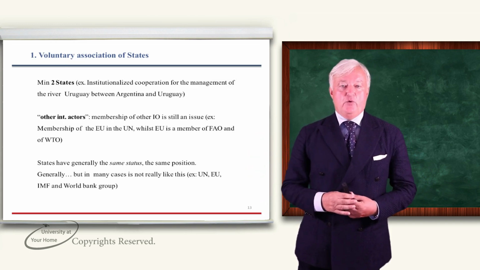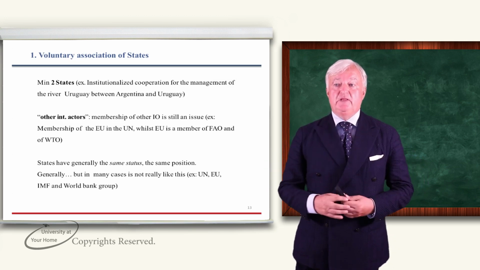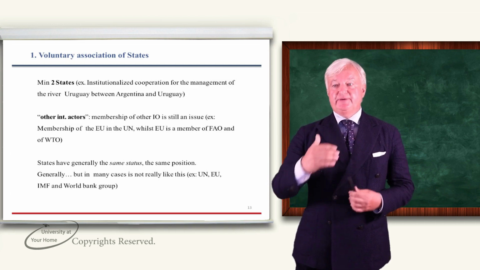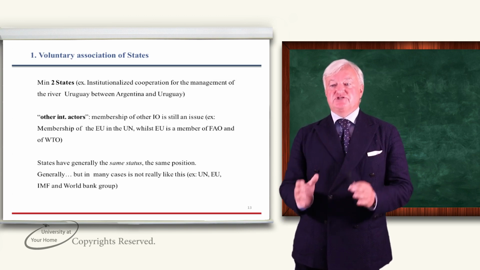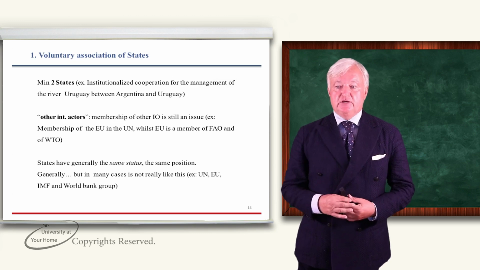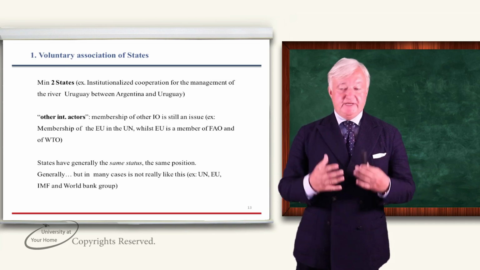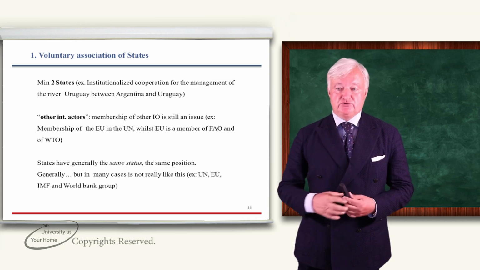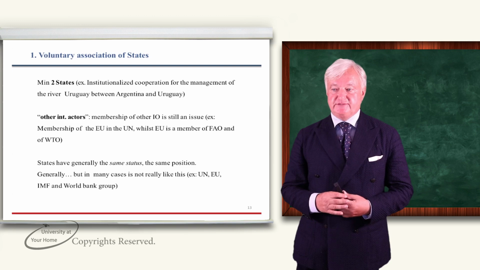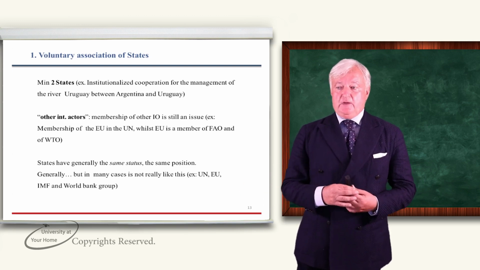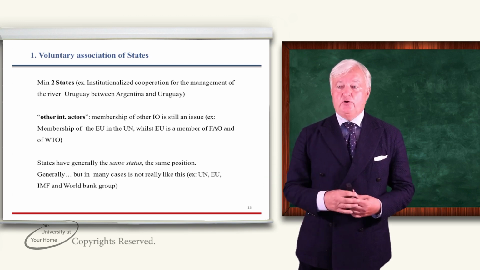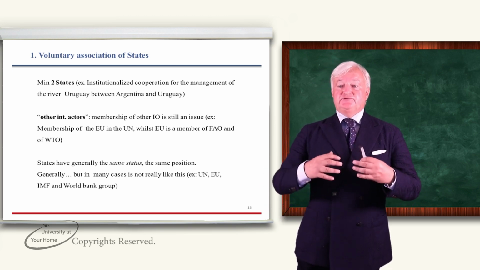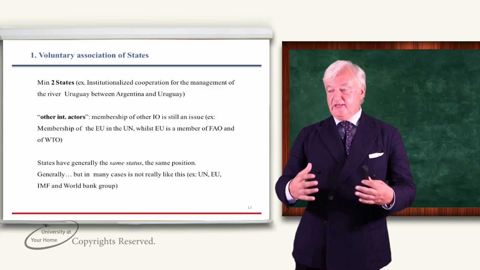So this is another key point when we talk about an international organization. They have to be stable, and from just some contacts for dealing with this issue related to the management of the river, an international organization was born. So, voluntary association of states, but sometimes we can find, and we will see it, also international organizations participating in international organizations, like the membership of the European Union in the United Nations, and also the fact that the European Union is also a member of FAO, the international organization related to food, and WTO, the international organization related to trade.